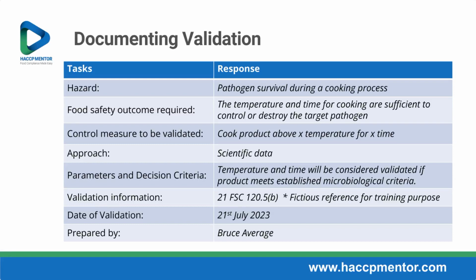So having that decision criteria makes it very clear then what you are trying to achieve as well. The validation information, so this is like your reference source. I've just put a fictitious one in there, Food Standard Code 120B. So don't go looking for that. Okay, I've just made it up for the purpose of this training.